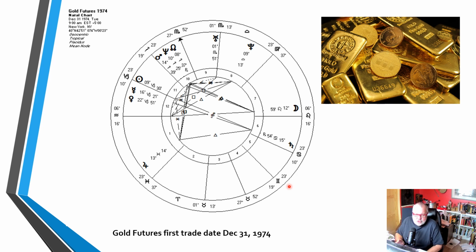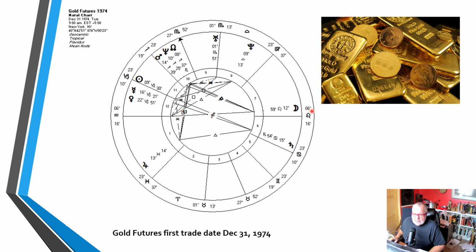Now, gold futures themselves were invented; they started trading on December 31, 1974. And if you look at the horoscope wheel for December 31, 1974, you can see that the ascendant is at 6 degrees of Aquarius. The midheaven is at 27 degrees of Scorpio.